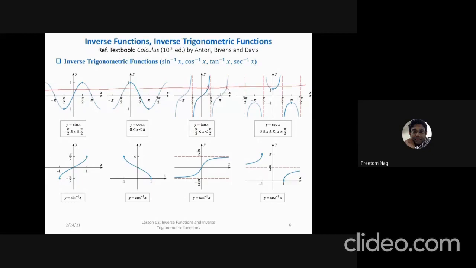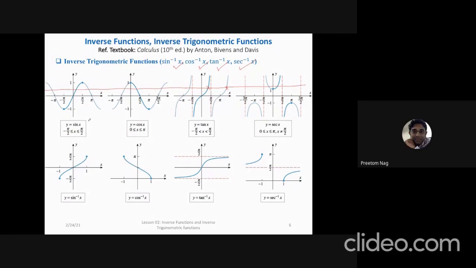However, you all know that we have sin inverse of x, cos inverse of x, tan inverse of x, sec inverse of x in our literature, right? So when will these inverse functions exist? These inverse trigonometric functions will exist if we restrict the domain of sin x, cos x, tan x, and sec x. Okay, alright?